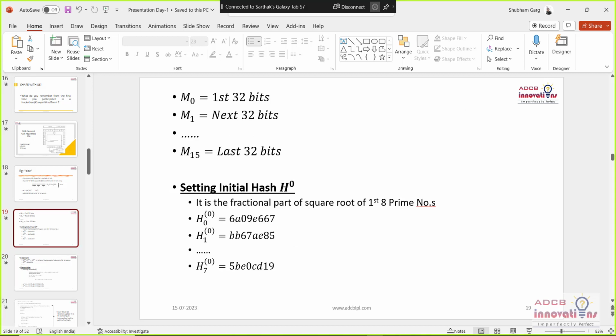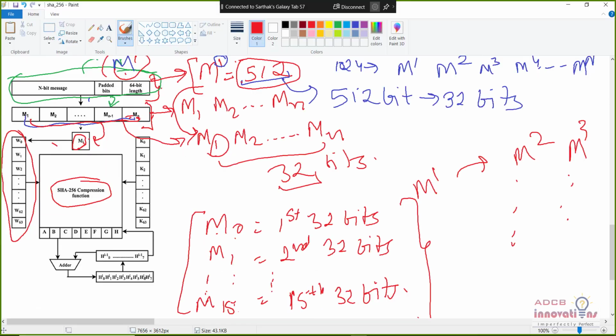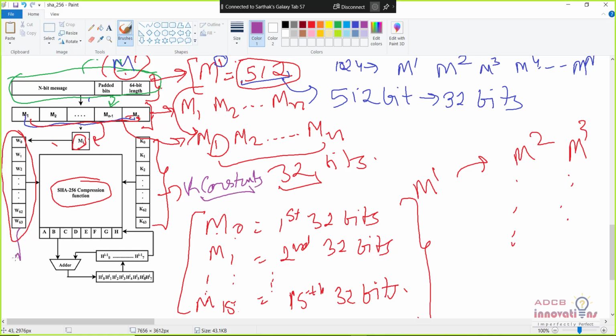Okay, first of all, let me just go back here. You can see some k values here, k0 to k63. This is not the k0 which we used in the previous equation. This is a different thing, and these are the constants. These are the k constants, and we will see how their values are calculated, and these are the word registers.